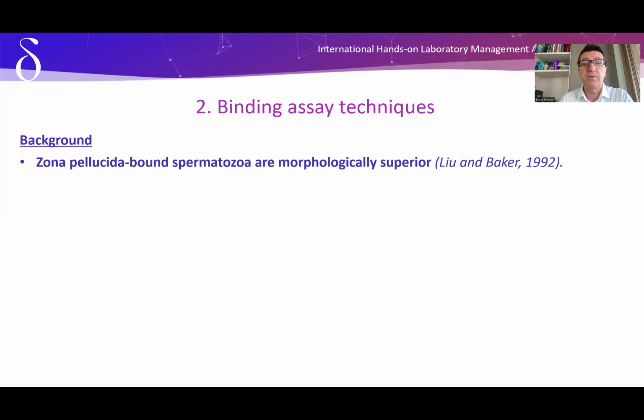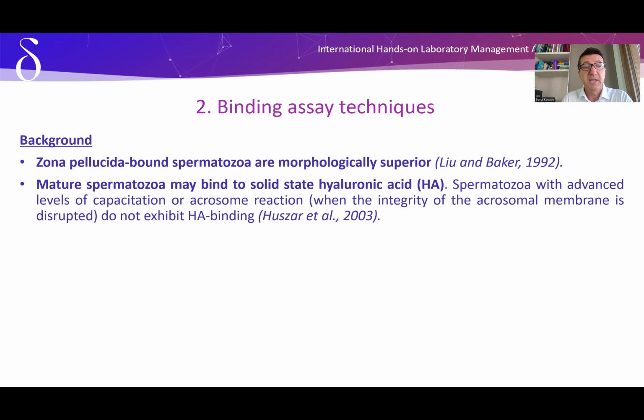The second group of methods are based on binding characteristics of sperm. That zona pellucida-bound spermatozoa are morphologically superior was presented particularly by Liu and Baker in the period before ICSI. And the second very interesting study was from Huszar and colleagues. They showed that mature spermatozoa may bind to solid-state hyaluronic acid, and spermatozoa with advanced levels of capacitation or acrosome reaction don't exhibit this hyaluronic acid binding.